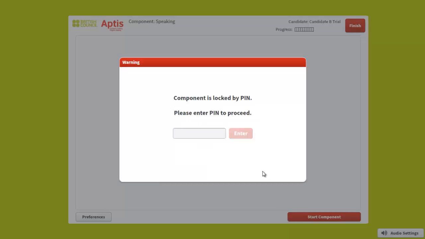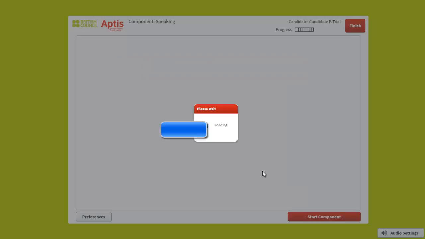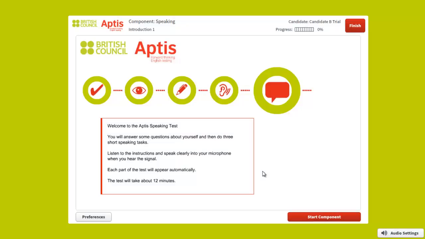So now you have to put the other pin code, that one in your paper, or the teacher will give it to you. It was 8N. So what about here? 4. Then after you enter the code, it will load. Now you will start the activity.